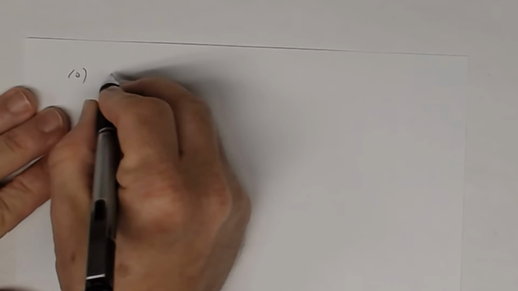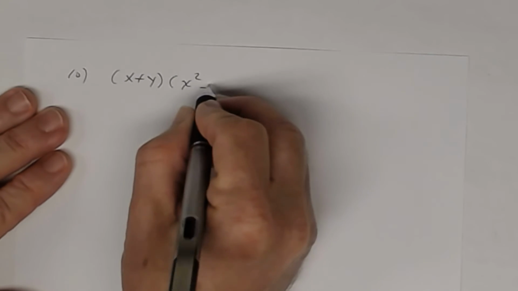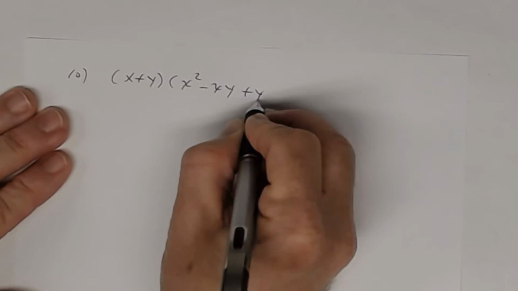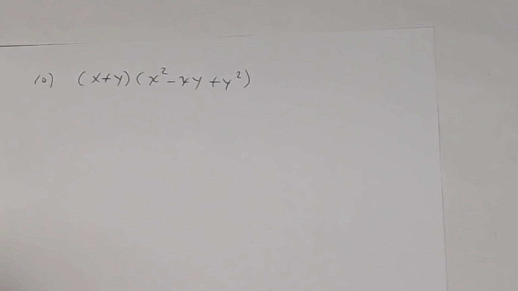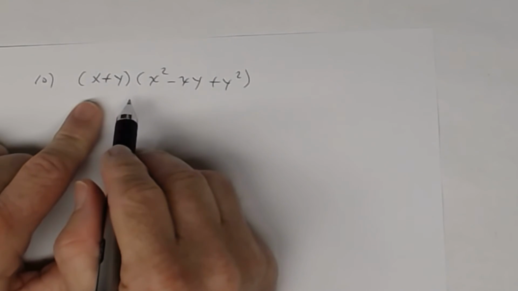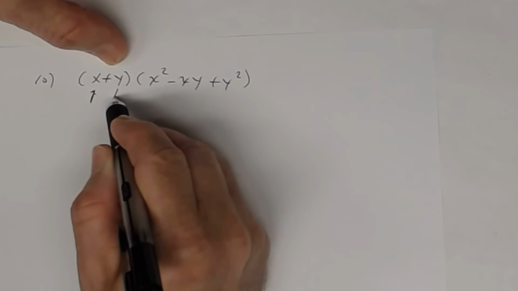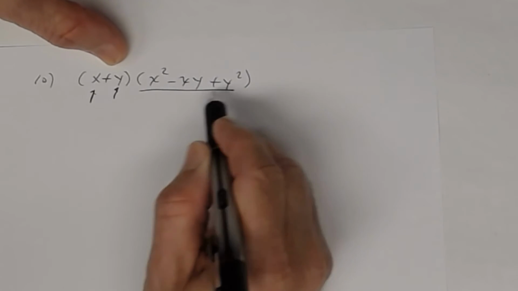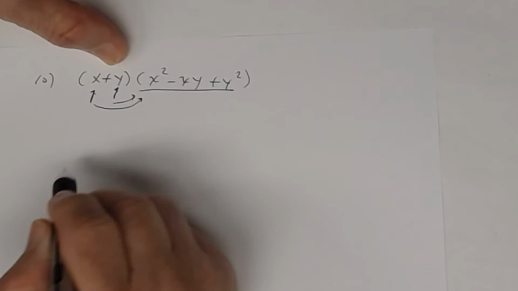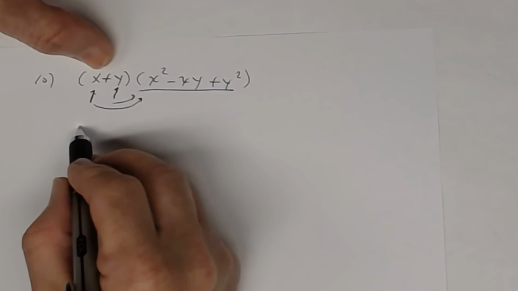So number 10, you have x plus y times x squared minus xy plus y squared. So notice I have a trinomial times a binomial, so you cannot FOIL. You're going to have to resort to using this idea. So each of those terms has to be multiplied by that second polynomial. All right, so you're going to use the distributive property here.